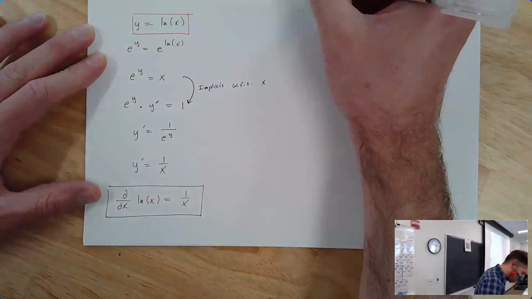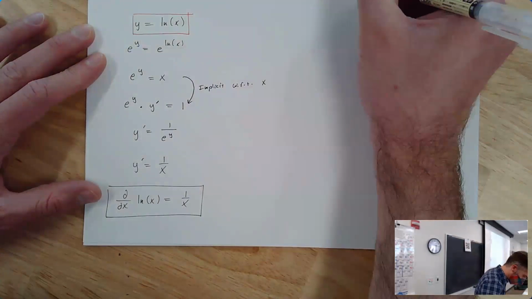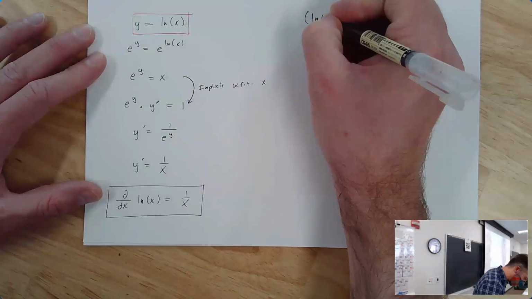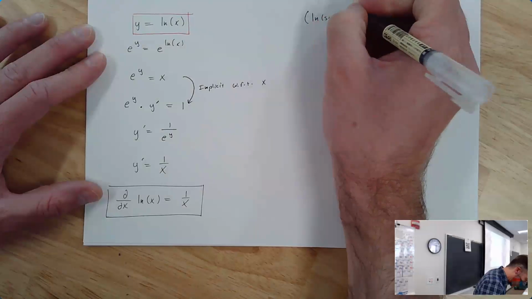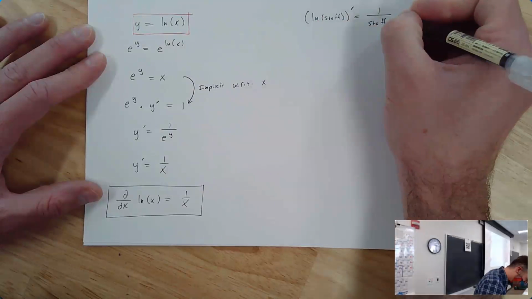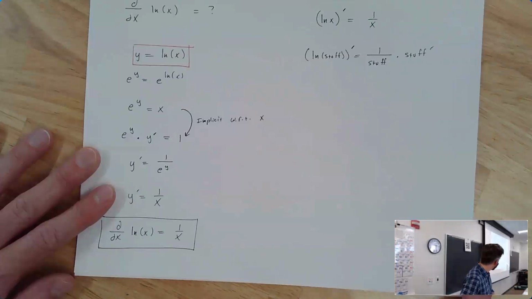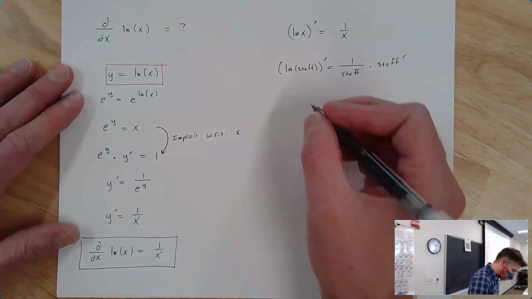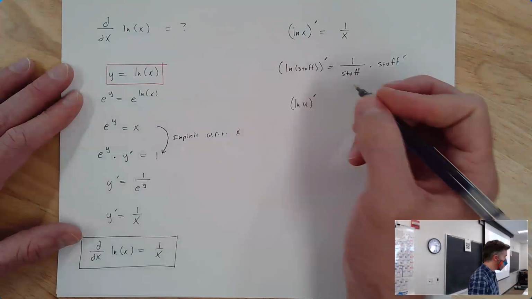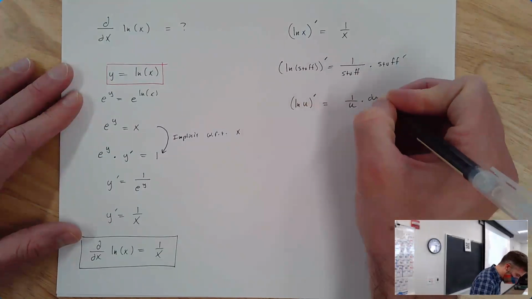So we know that the derivative of the natural log of x is 1 over x. And more generally, we can say that the derivative of the natural log of some stuff is going to be 1 over the stuff times the derivative of stuff. As a book might write it, the derivative of the natural log of u, where we're saying that u is a function of x, is going to be 1 over u times du dx.